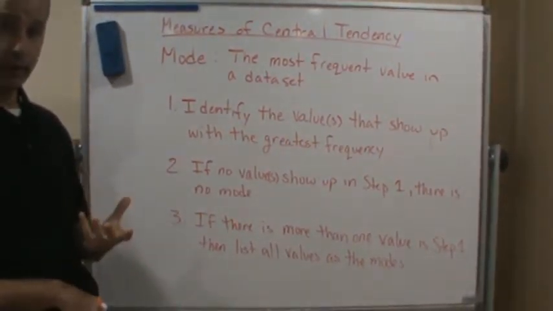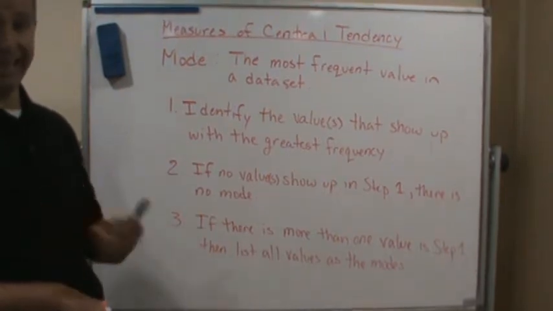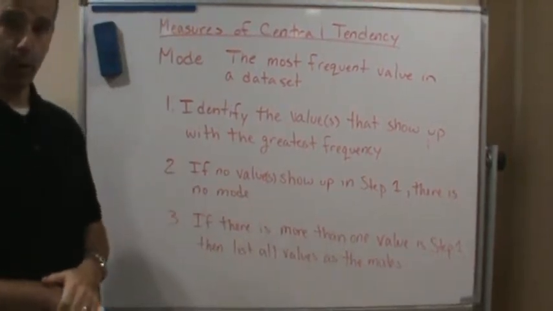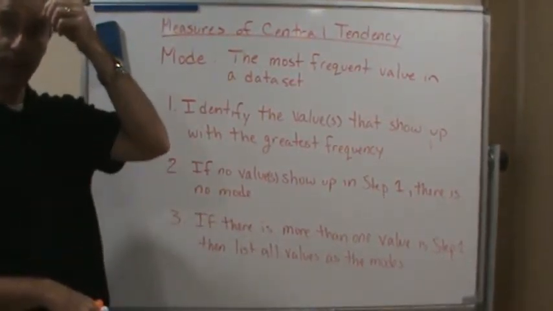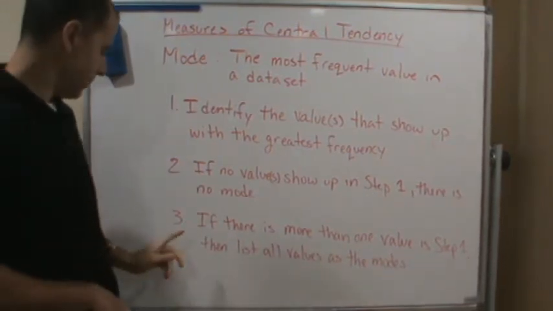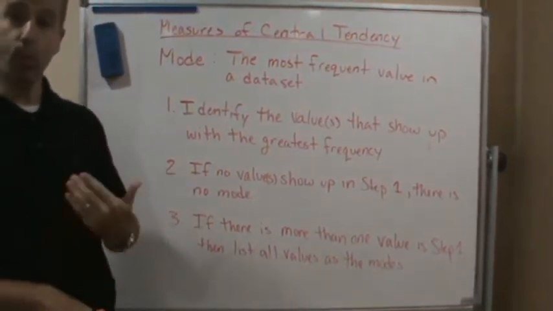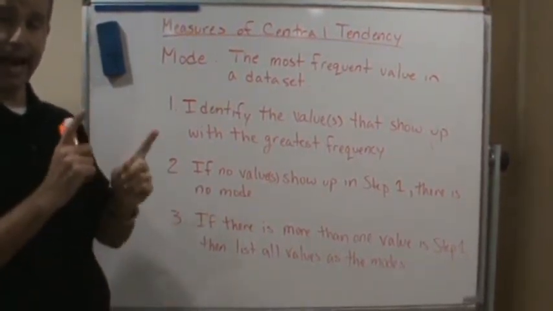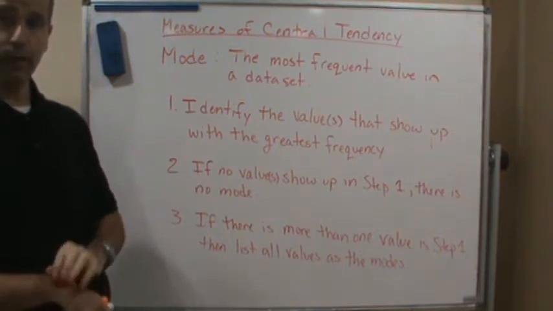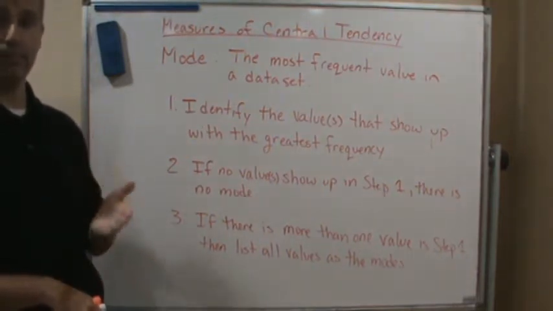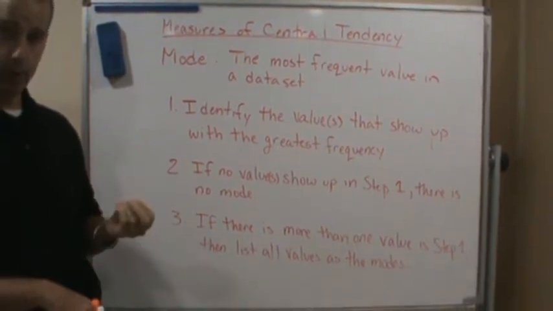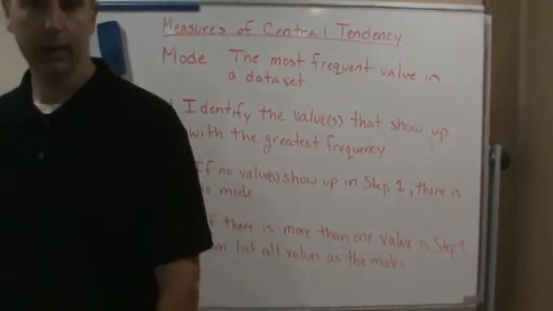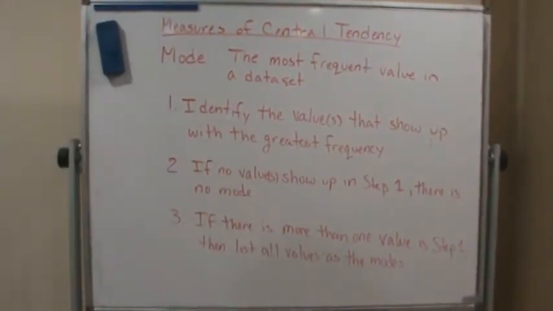There might be one, there might be more than one, there might not be any. Okay? Two, if no values show up in step number 1, then there are no modes, and we would just state that. In step number 3, if there is more than one value that shows up with the greatest frequency, let's say there's a tie between more than one value, then we would list all of the values as the modes, right? So we could have no modes, we could have one mode, or we could have multiple modes, okay? So let's look at some examples.